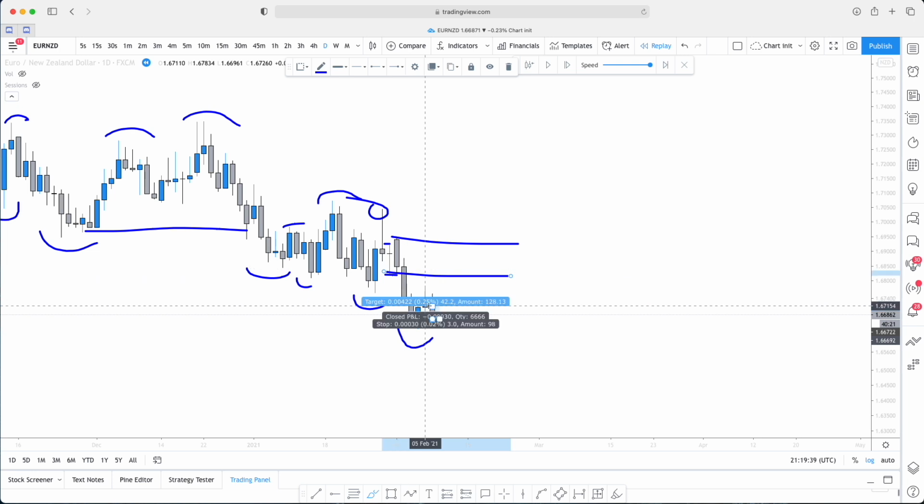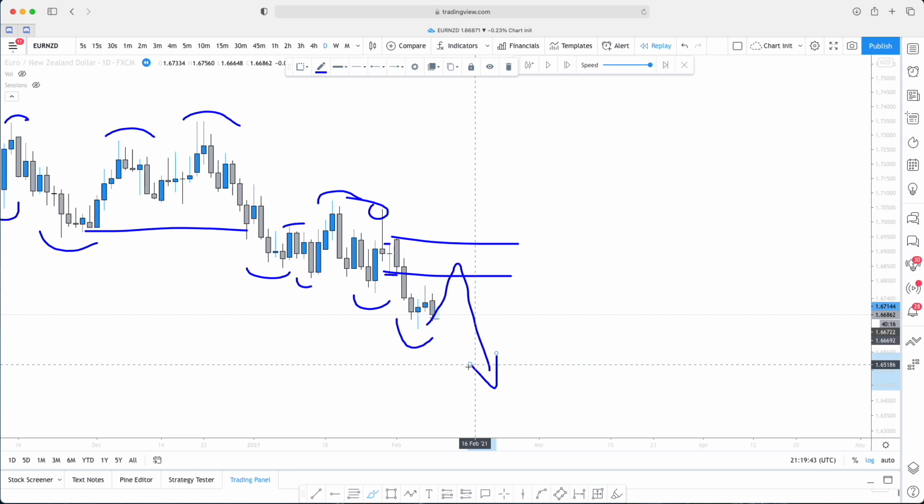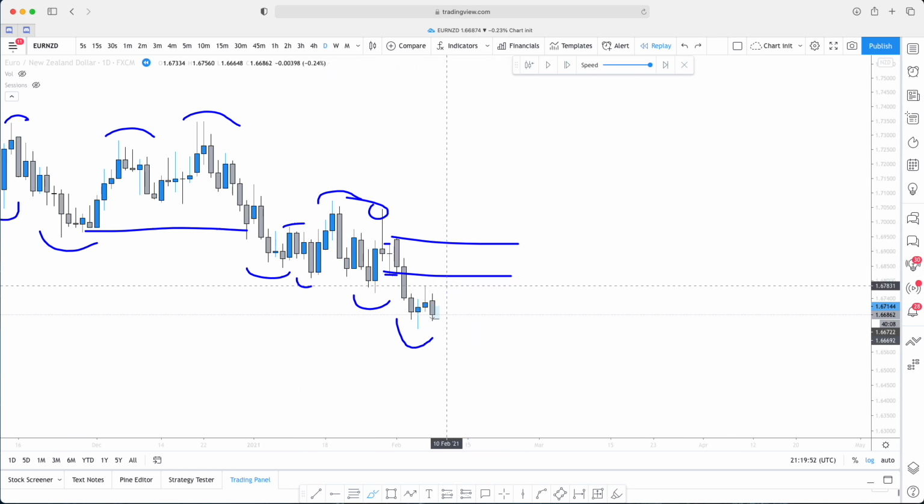OB within here. So from where we are at the moment, we should expect a pullback and then a push further down, because that is what we're seeing. We're trading what we're seeing, right? So this is the basic breakdown that you should do at this point. Let me get rid of that.